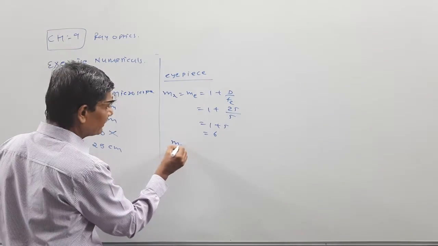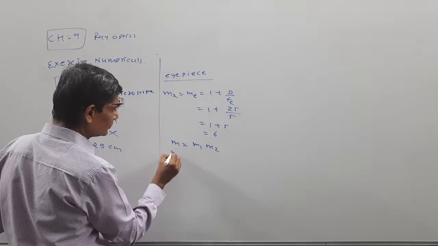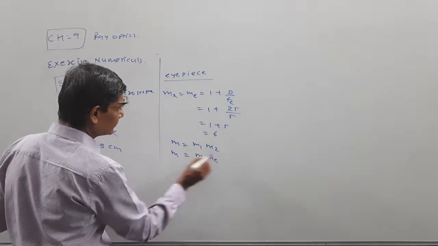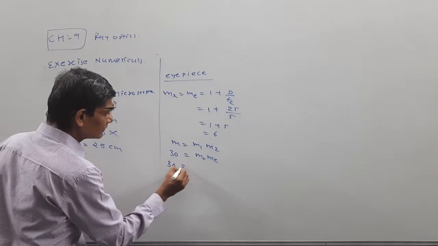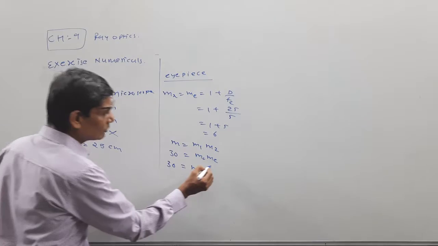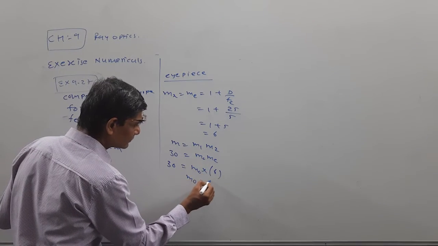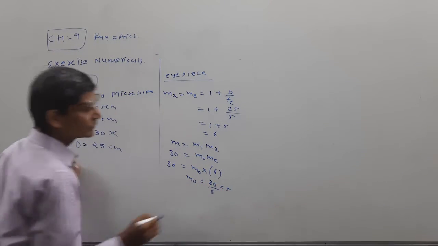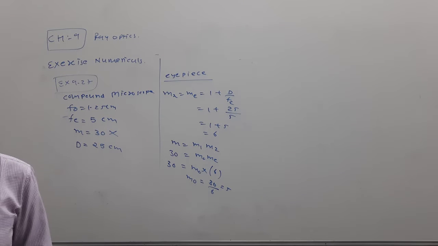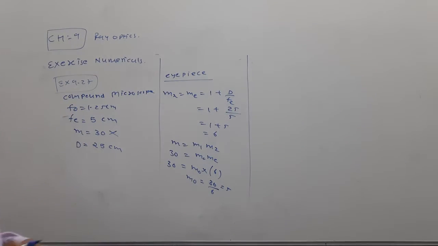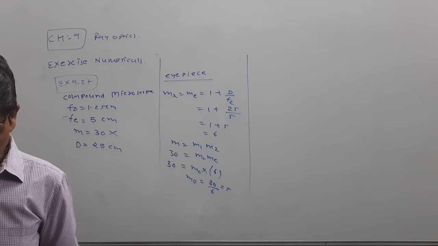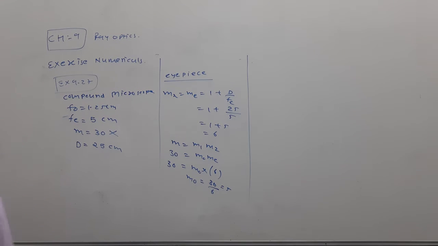Now our formula, M is equal to M1 into M2, that is MO into ME. Now total magnification is given as 30. Objective magnification we have to find out. So this is how we can obtain the value of this. Now first we have to find out the object distance and the image distance. Now the magnification is 5.